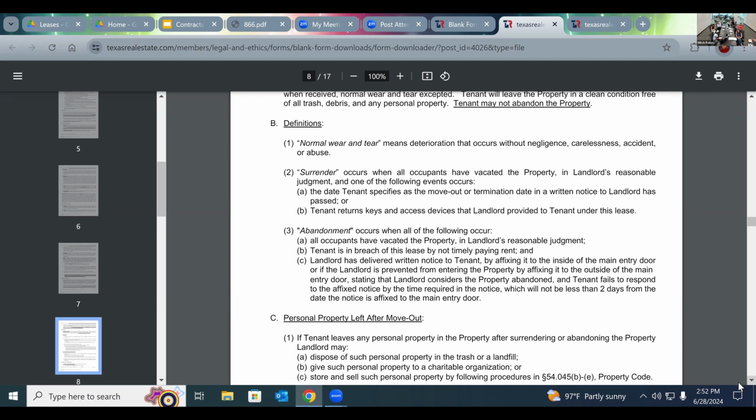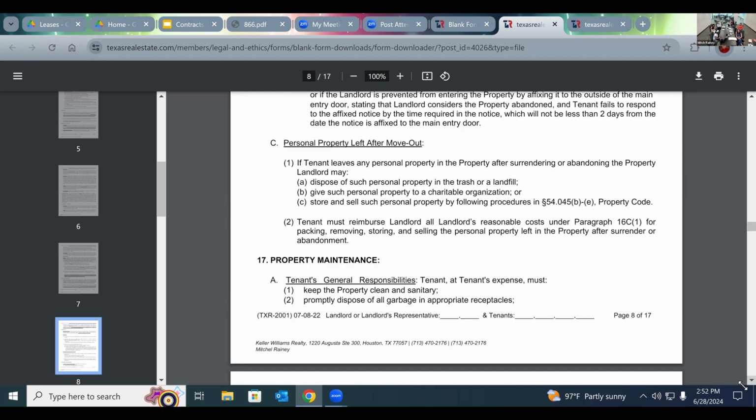Talks about abandonment. Personal property, what will happen to personal property if they leave it in the property? Landlord can have it removed, they can send it to the trash, they can send it to the landfill, they can donate it, they can store it and charge the tenant for the storage. Tenant must reimburse landlord at all landlord's reasonable cost.